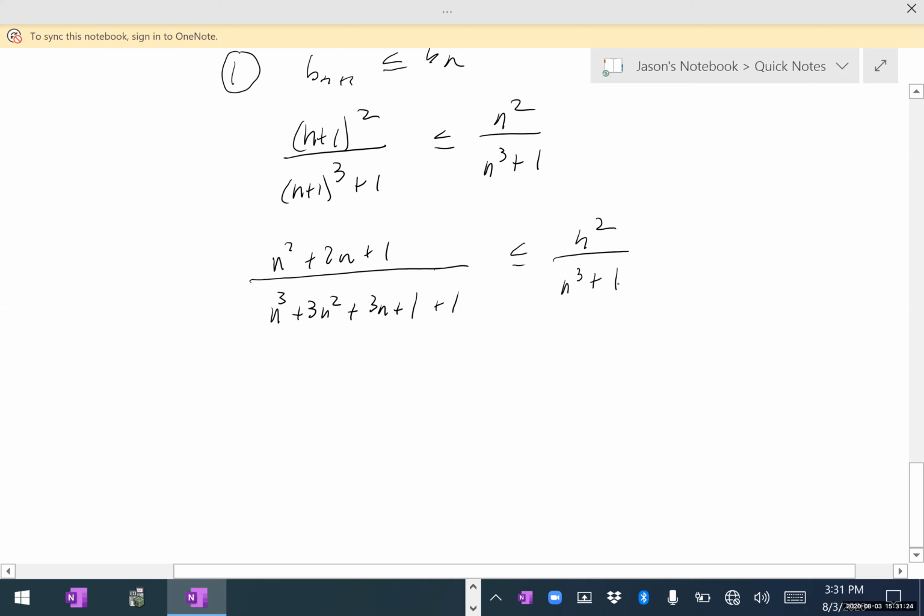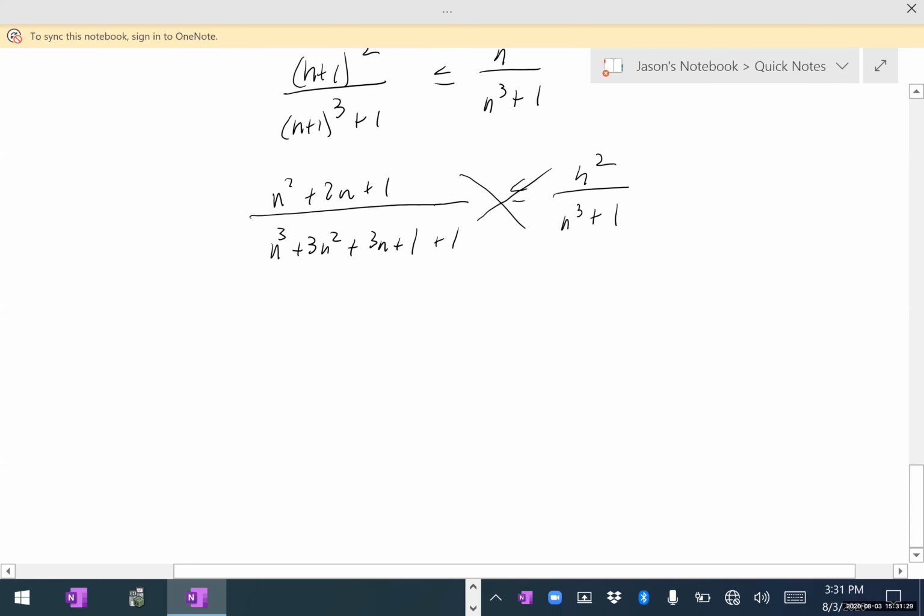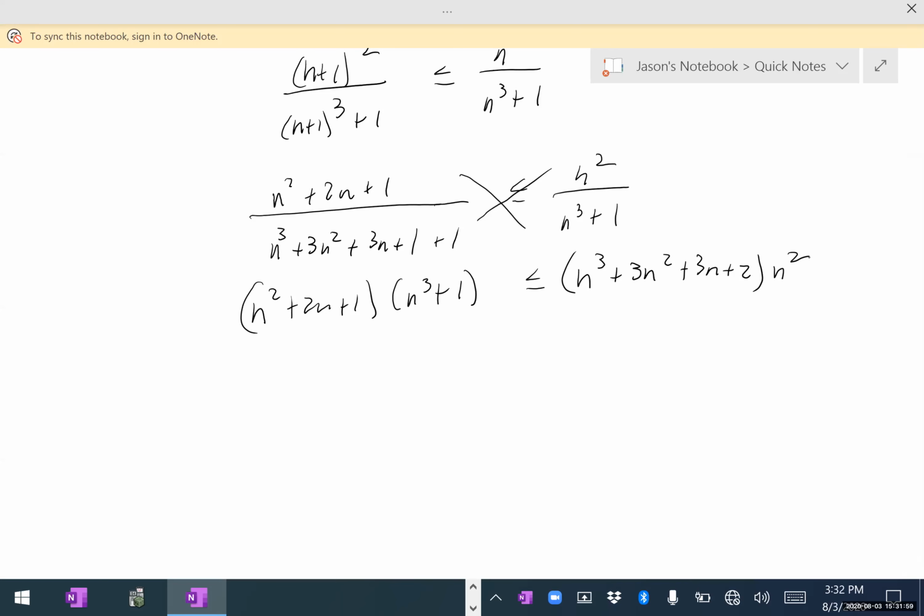Cool. So now what I'm going to do is cross multiply. Okay, so I'm going to get n squared plus 2n plus 1 times n cubed plus 1 is less than or equal to n cubed plus 3n squared plus 3n plus 1, plus 2, plus 2 times n squared. Okay, that's good. Some good stuff there.